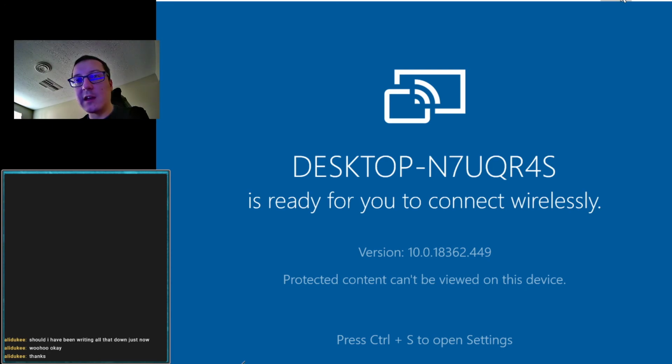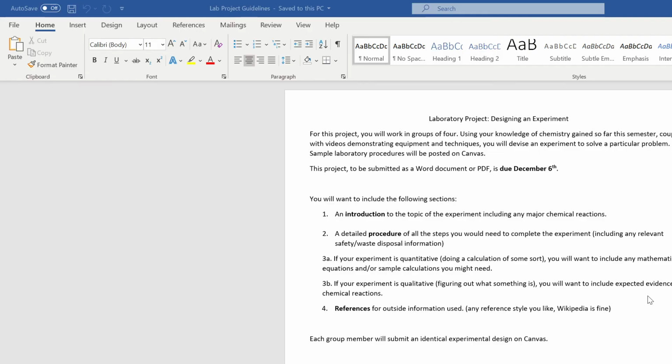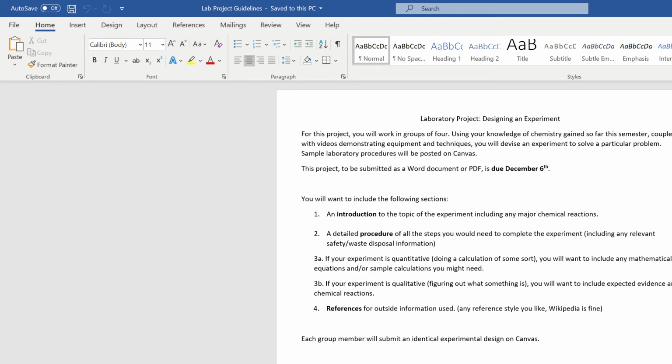Okay, so let's see. Let me try and capture another window here. Yes, this one. Okay. So here is our lab guidelines. Oh, I see we're kind of to the side, aren't we? Let's see if we can't fix that. What if I do this? Would that make it better?